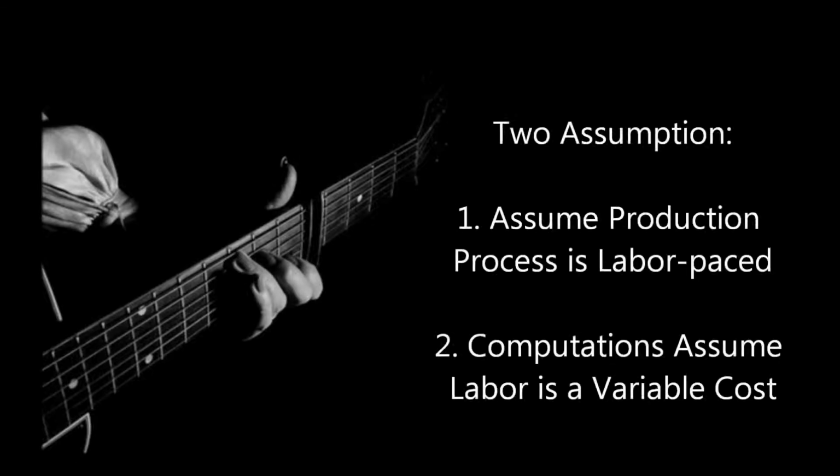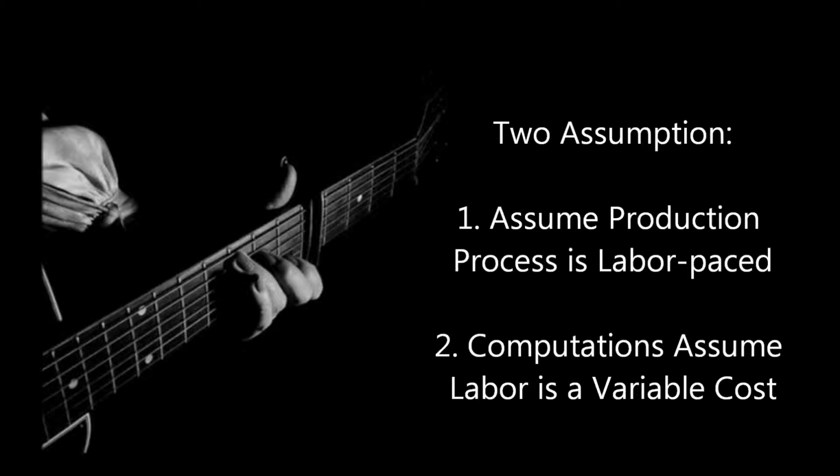Additionally, labor efficiency variances make two assumptions. First, they assume that the production process is labor-paced. If labor works faster, output will go up. However, output in many companies is no longer determined by how fast labor works. Rather, it is determined by the processing speed of these guitar-making machines.